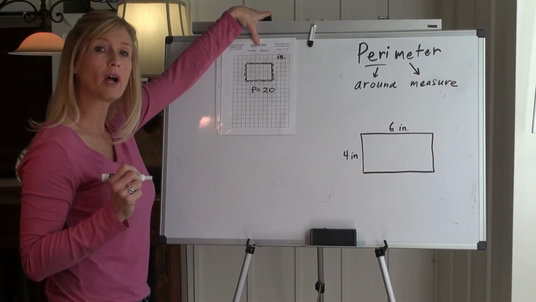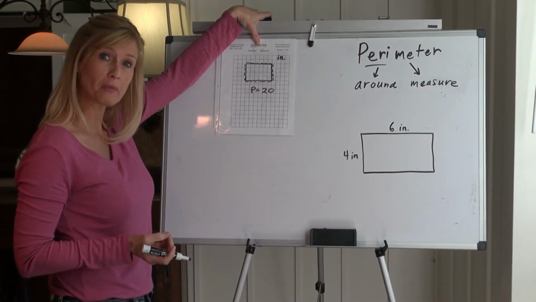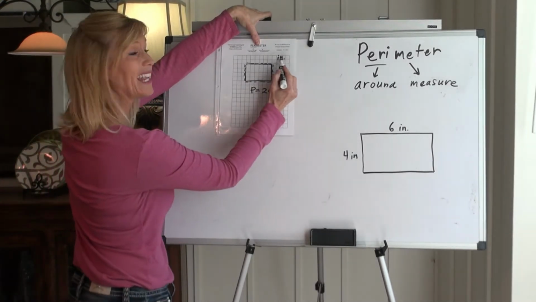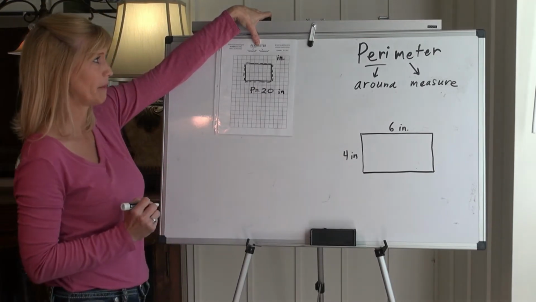But just like in a word problem, we always tell you to label the answer. When you do measurement, you have to include that in your answer. In this case, we're using inches. So it is 20 inches is the perimeter.